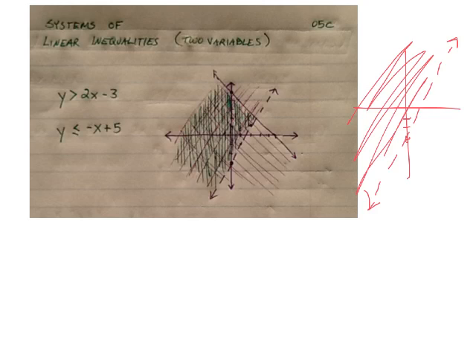The second equation is y is less than or equal to -x plus 5. So we count up 5 units, 1, 2, 3, 4, 5, and our slope is -1. So to the right 1, down 1. And because it's less than or equal to, we get a solid line, and we're going to shade below the solid line.